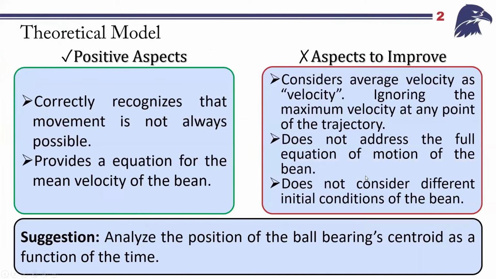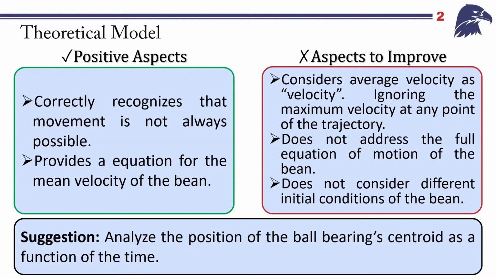So first, I would like to address the theoretical model and make some comments on it. On the positive aspects, he recognized that the movement is not always possible. It could have been done with some easier Newtonian analysis based on force rather than on trajectory, and it would be quite more obvious, but he does recognize that through his analysis. He provides an equation for the mean velocity of the beam, although he didn't specify over what he takes the mean, whether over angle, over trajectory, or maybe time.